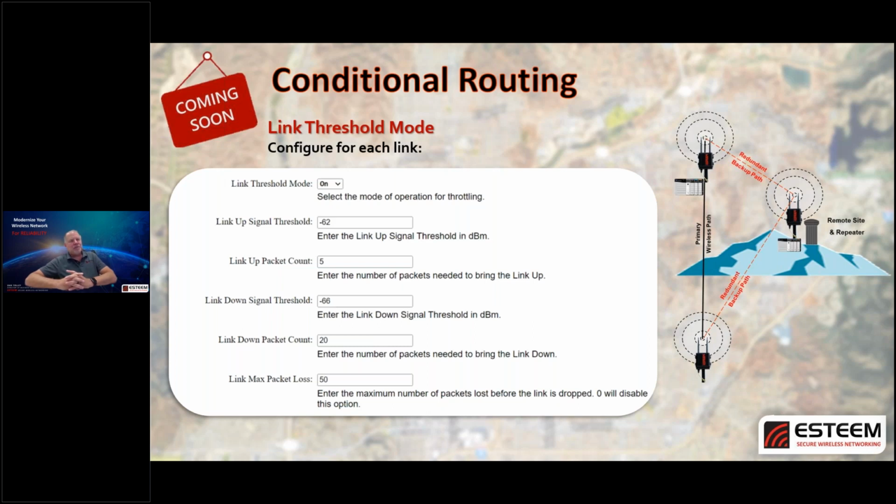And what it looks like in terms of setting this is there's a little snippet here where we turn that link threshold mode on and set the values. You can see we've got our link up threshold, link up packet count, the link down threshold, link down packet count, and the link max packet loss. These are areas that you can go in and configure. This is real time, so you can make these changes, say if something a little bit more time sensitive becomes an issue. Now we can do that, okay?